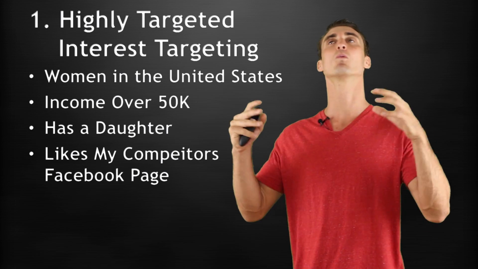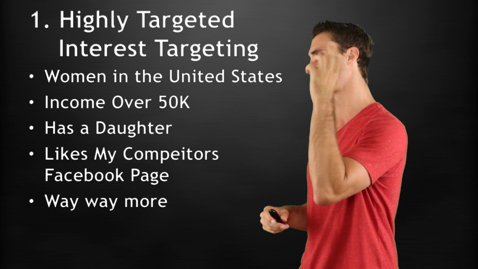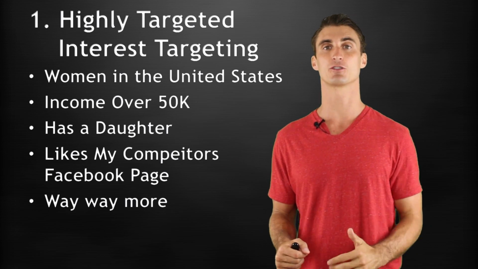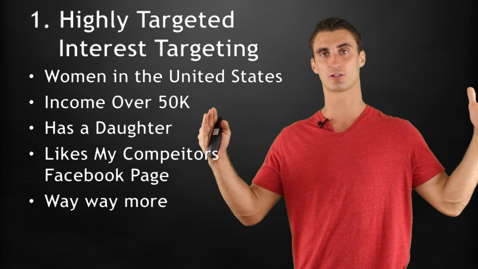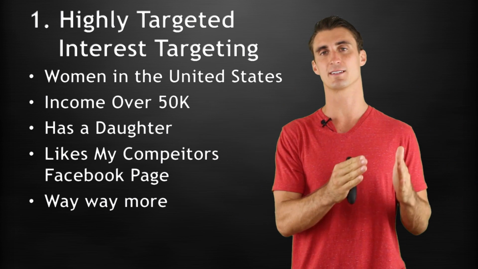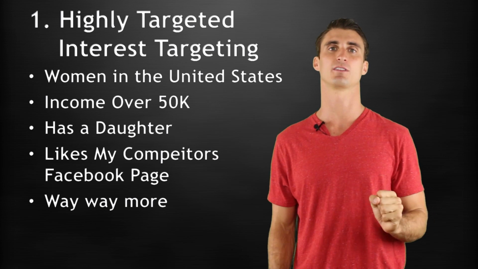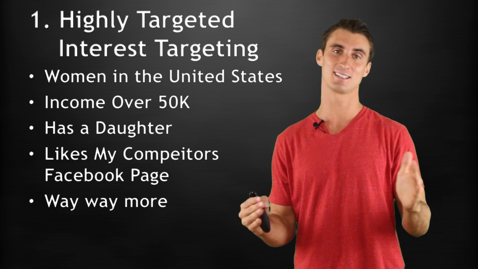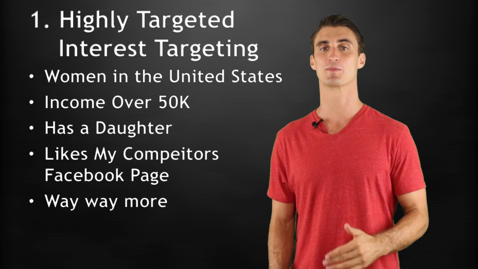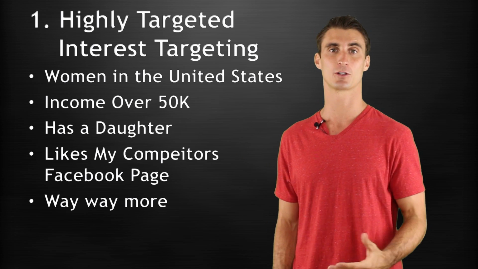So you can even go way, way more detailed than that, but that's just a start on some of the different interests and some of the different targeting you can get. So you can narrow down from the entire population of the world and slowly segment down till you have exactly the kind of person that wants to buy from you. So that's my number one secret. Use some highly targeted interest targeting. And this really is a direct marketer's dream.